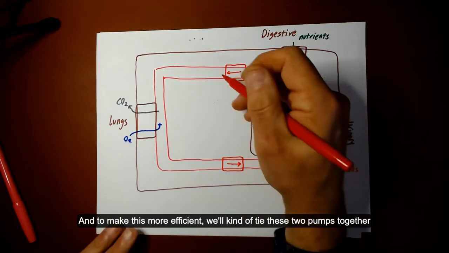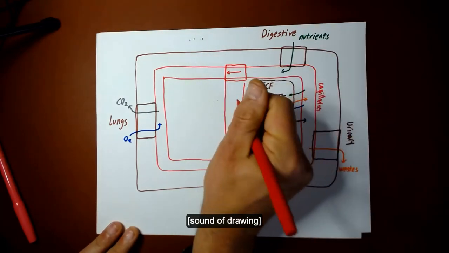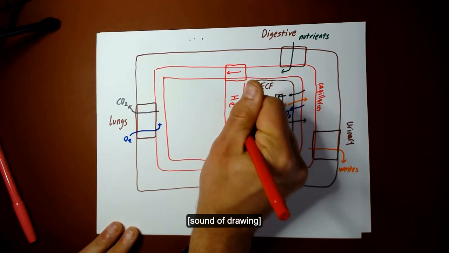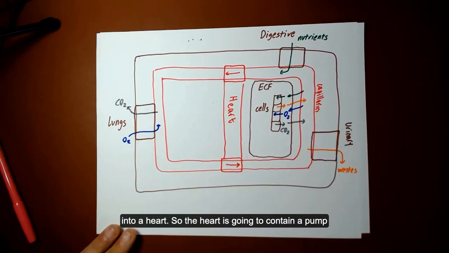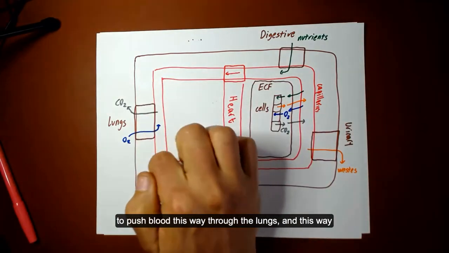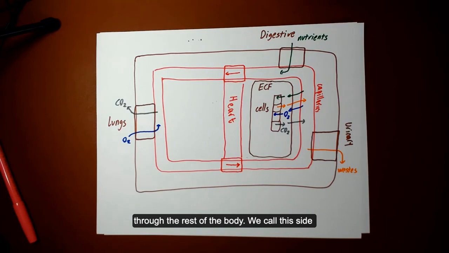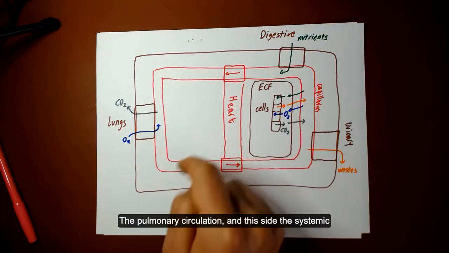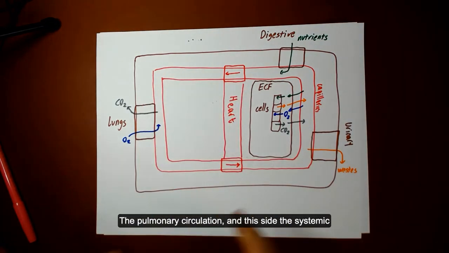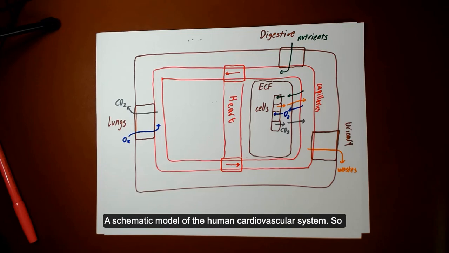And to make this more efficient, we'll kind of tie these two pumps together into a heart. So the heart is going to contain a pump to push blood this way through the lungs and this way through the rest of the body. We call this side the pulmonary circulation and this side the systemic circulation. And there you have a schematic model of the human cardiovascular system.